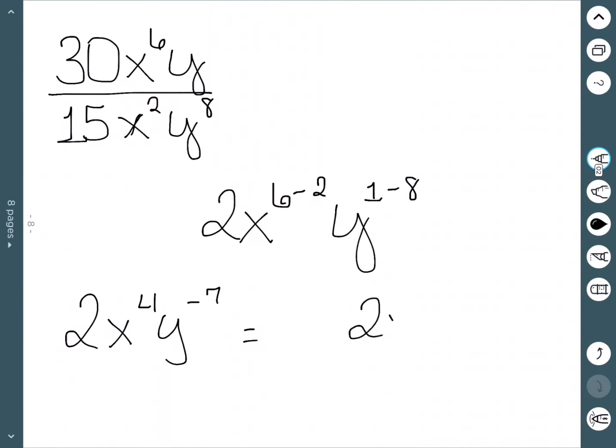However, we don't actually like negative exponents, so we go ahead and move that y to the bottom. So we have 2x to the 4th over y to the 7th.